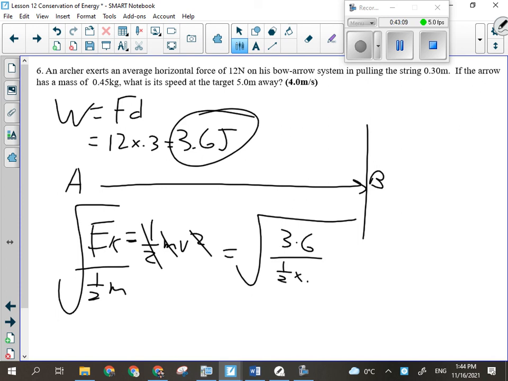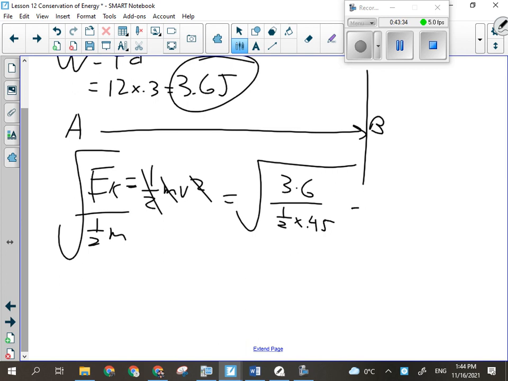Now this arrow is ridiculously heavy. It has the same mass as almost 1/2 liter of water. No arrow has that mass. It should have been 0.045 kilograms, or like 40 grams instead of 450 grams. It's really heavy. So when we do that, we should get that it's moving at 4 meters per second when it hits the target, which is really slow for an arrow.